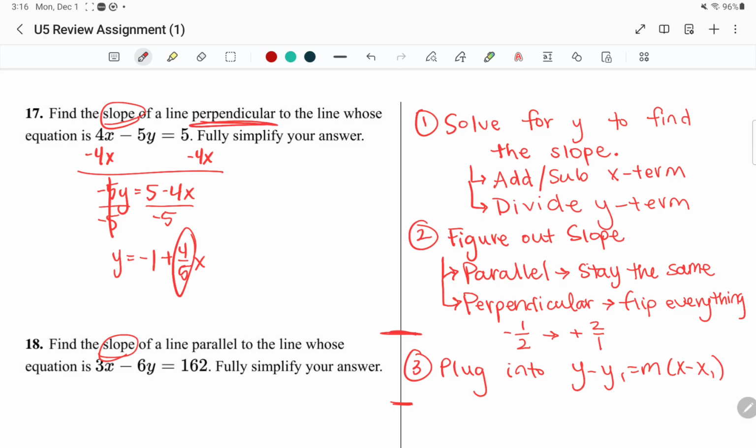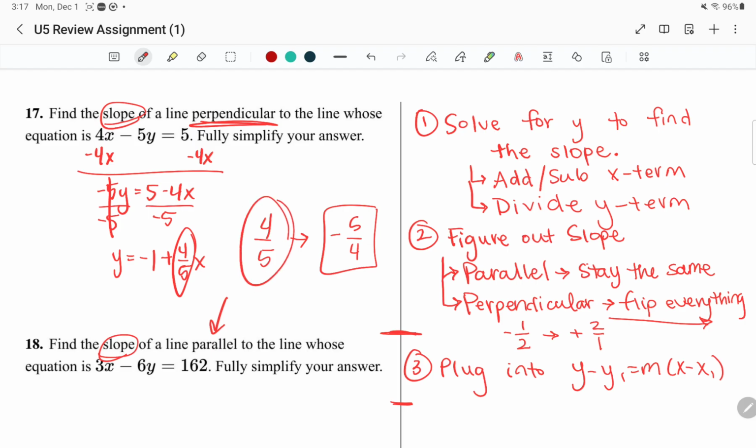The question said perpendicular, so that means everything needs to flip. So positive 4 over 5 is going to become negative 5 over 4, and that's my answer. If it was parallel, like this one, well, then my answer would just leave it the same. Don't flip anything. Okay, so that's the difference there. Please watch out for your words. If you are being asked for the slope, don't give me an equation, give me the slope. If it's asked for parallel, don't flip it. If it asks for perpendicular, make sure you switch everything up, okay?